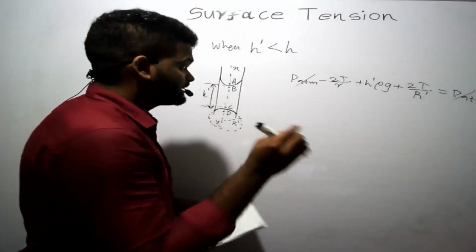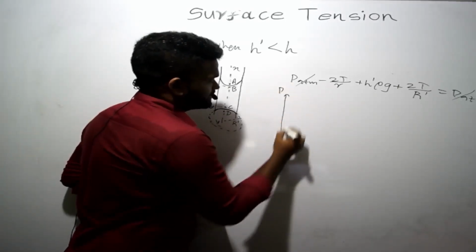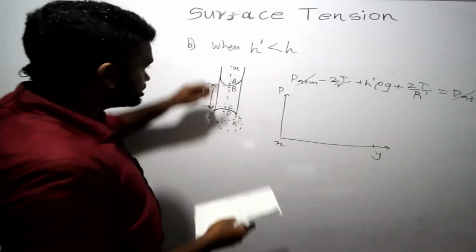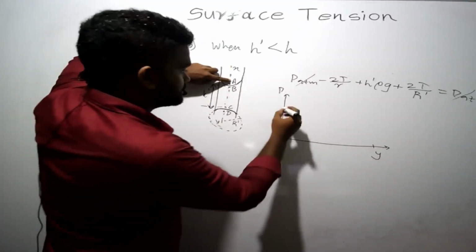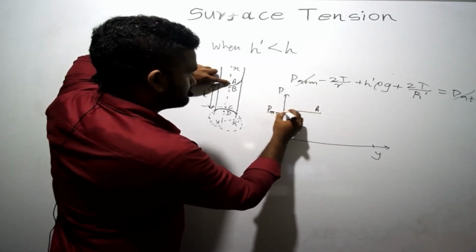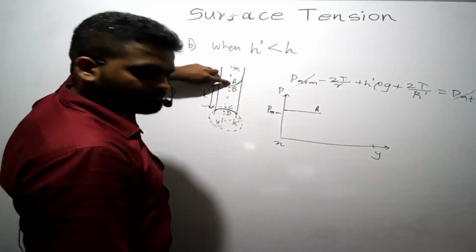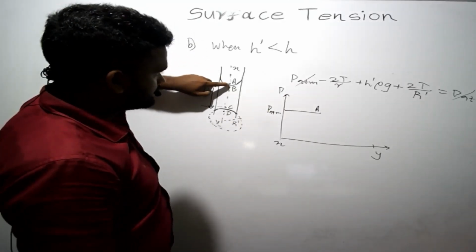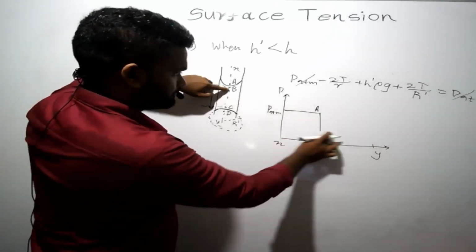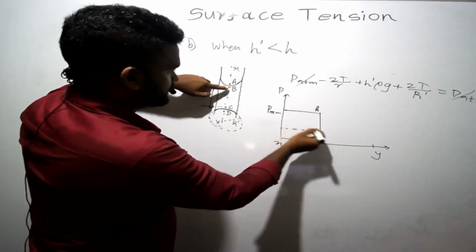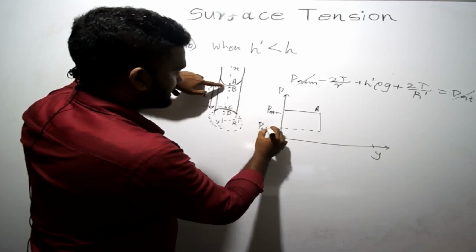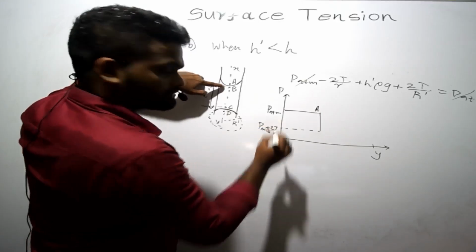Then we'll think about the pressure variation from X to Y. From here to here, it is atmospheric pressure. Let's say this is point A. Then pressure drops suddenly, by how much? 2T over simple r. So the pressure here is PATM minus 2T over simple r.